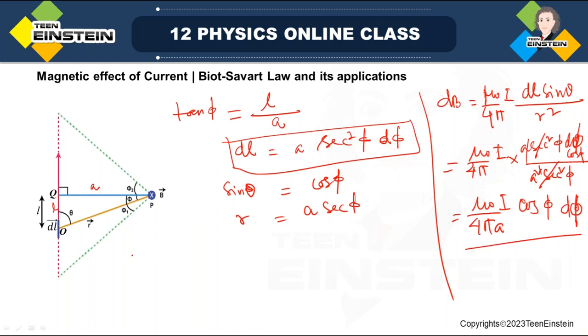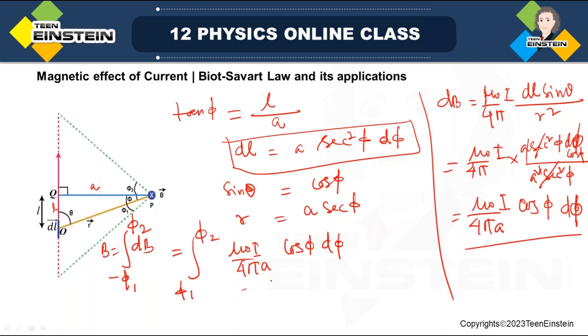Now, if you want to calculate the whole magnetic field due to the whole conductor, then we have to integrate this value. I have calculated for only phi, but these are the ends of the angle, so the limits have to be taken from minus phi 1 to phi 2. Now we have minus phi 1, phi 2, and the Biot-Savart result mu 0 I by 4 pi a along with cos phi d phi. So if you integrate this, what do you get?